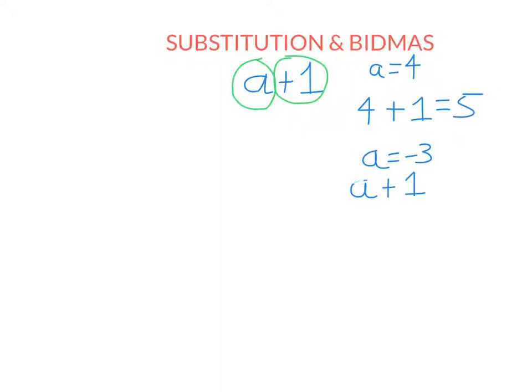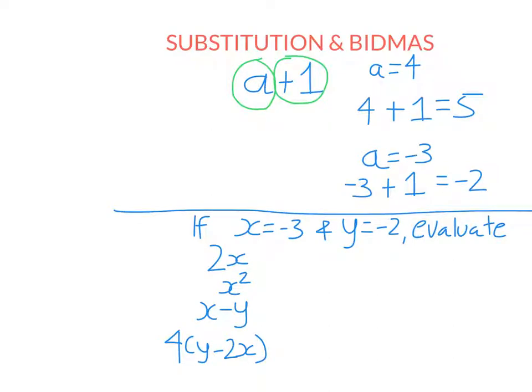You exchange the pronumeral for the number. Here I'm just exchanging it for a negative. So the expression a plus 1 is now negative 3 plus 1. And you know how to do that? That's just negative 2. So these are easy examples. Let's look at something that's a little more complicated.